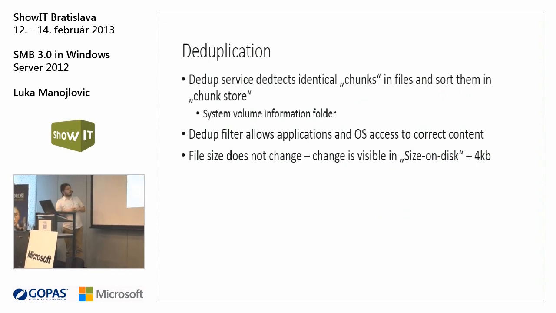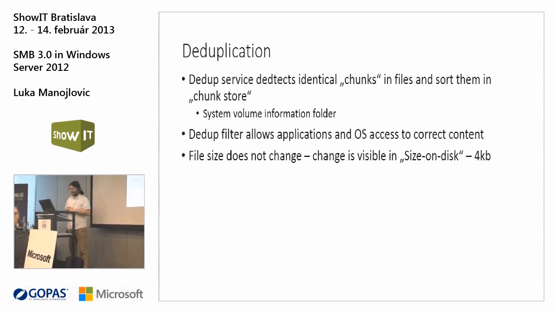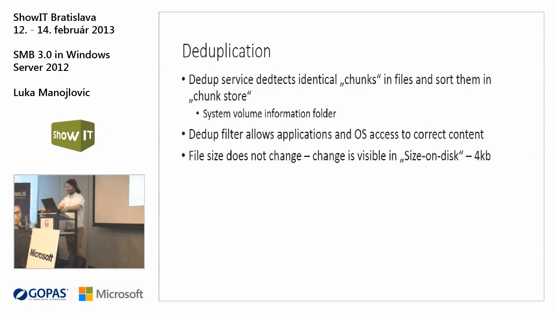So it's storing these chunks in a chunk store. As I said, system volume information folder. There everything is stored. That deduplication filter allows application and operating system to access the correct content. You will ask how much performance impact you have here. Microsoft has calculated that around 3%. But with storage that we have today, with speeds that we have today, I think the 3% is not that bad.